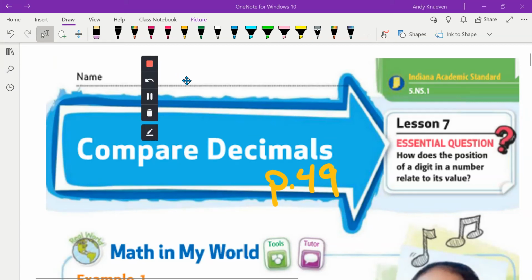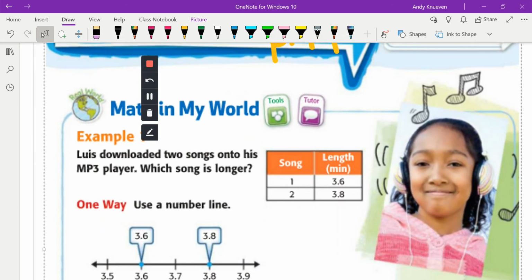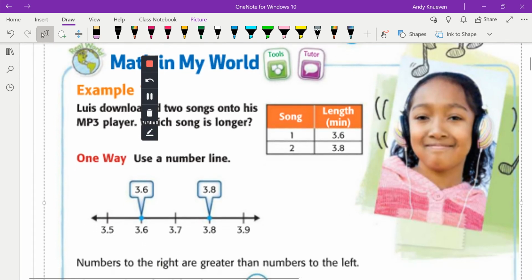All right, so in this lesson, we are going to be talking about lesson 1.7, compare decimals. You can find this lesson at page 49 if that helps you find where you need to be. We are going to look at comparing decimals similar to how we compared our whole numbers earlier this year, but this is all about decimals. So let's look at our first example.